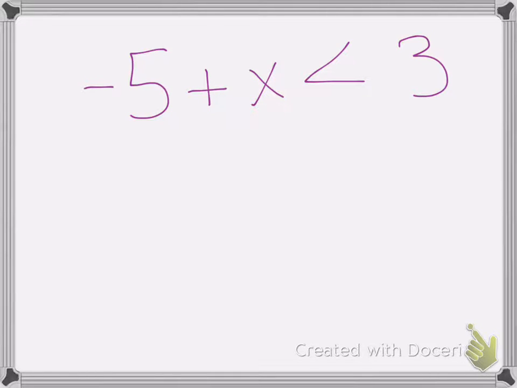All right, we did multiplying, we did dividing. Let's look at addition, subtraction. So say I have negative 5 plus x is less than 3. Okay? Now, I see that there's addition here. Okay? But what am I trying to get rid of? Well, I'm trying to get x by itself.